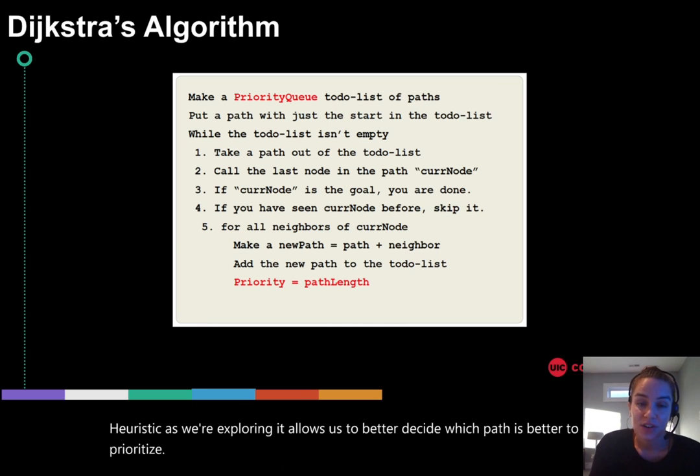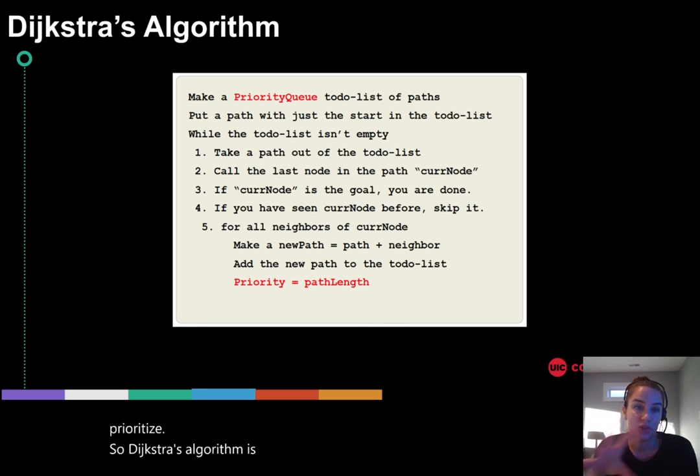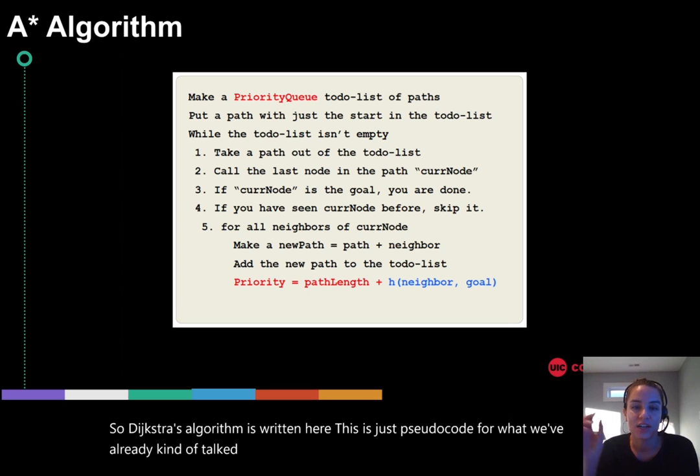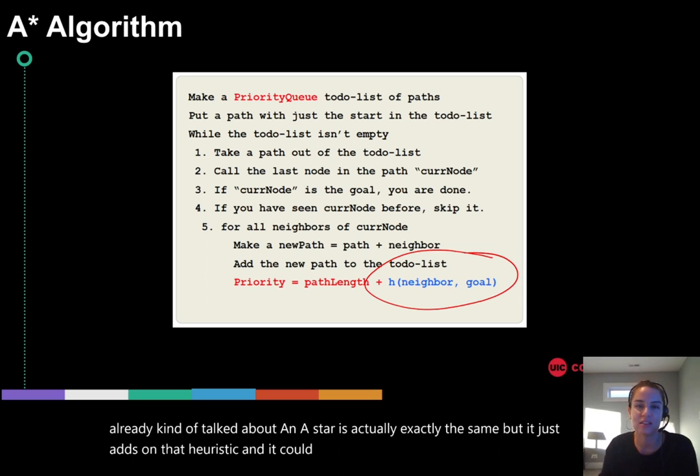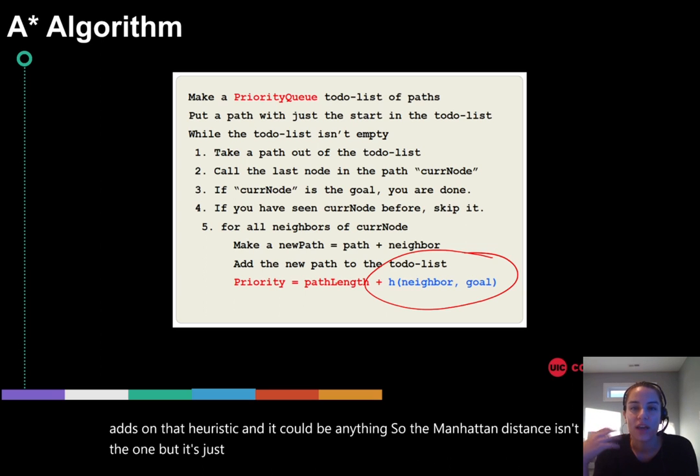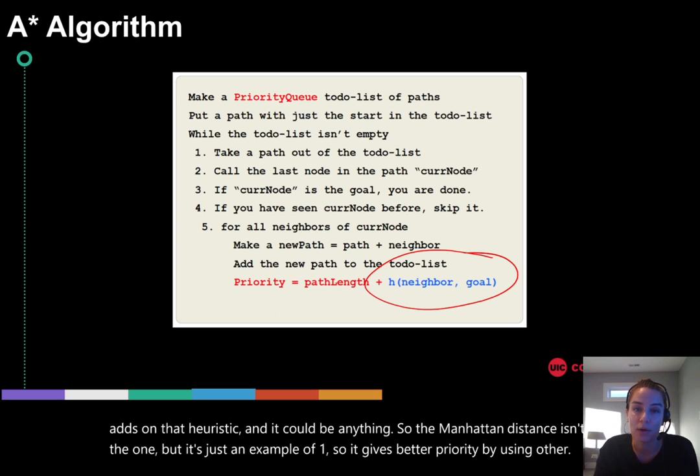So Dijkstra's algorithm is written here. This is just pseudocode for what we've already kind of talked about. And A star is actually exactly the same, but it just adds on that heuristic. And it could be anything. So the Manhattan distance isn't the one, but it's just an example of one. So it gives better priority by using other pieces of information about the choice.